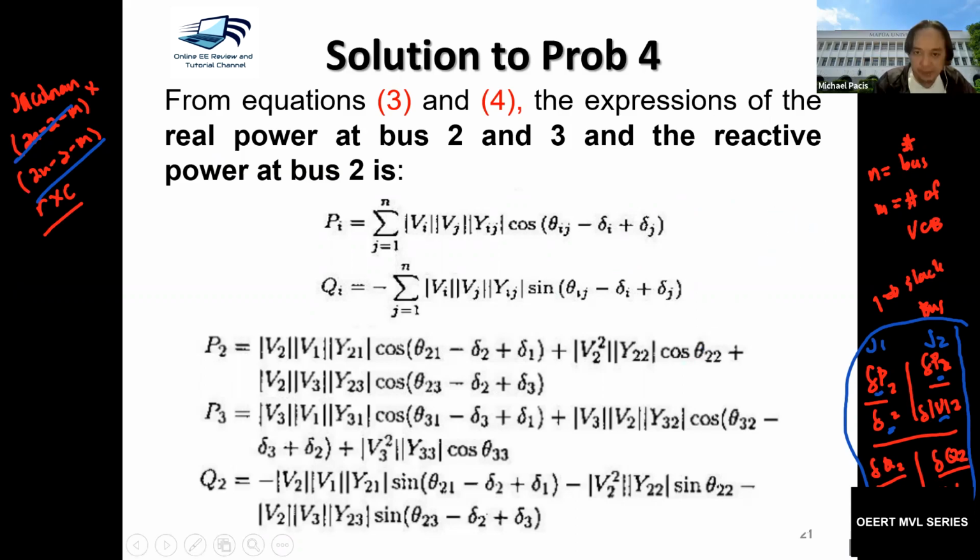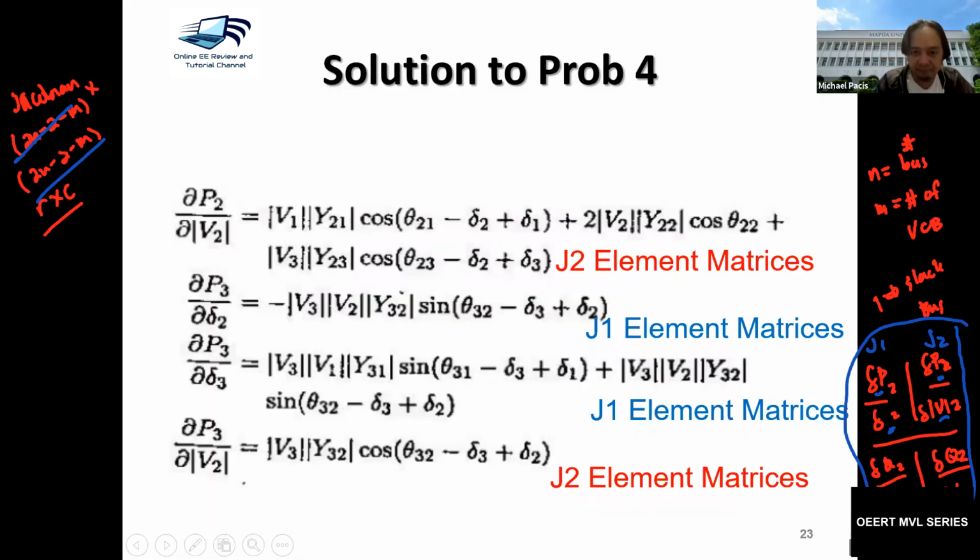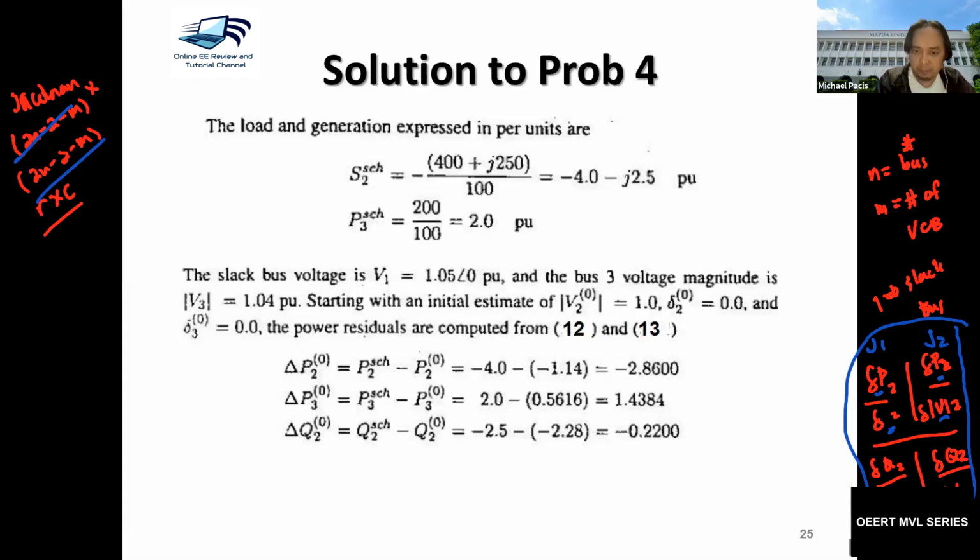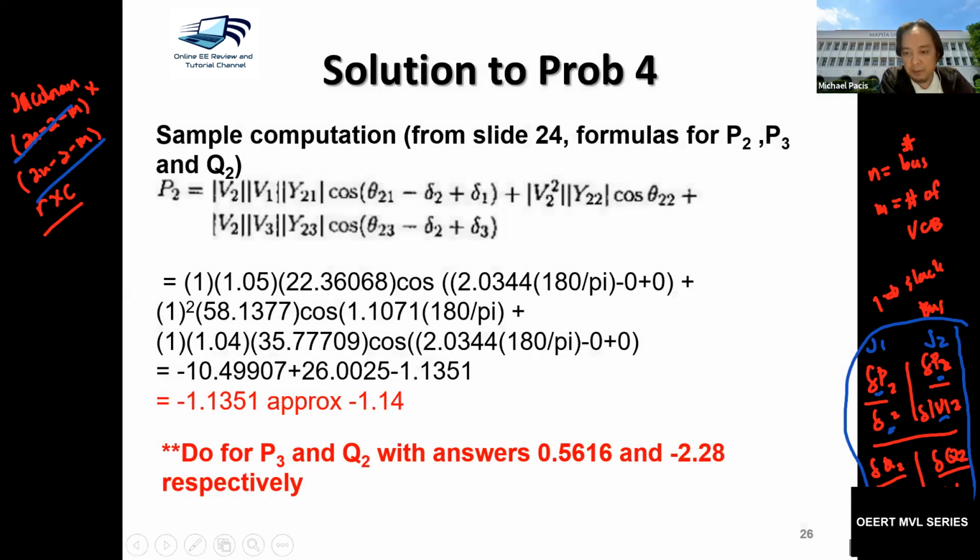So in this case, moving forward now, how did you get 1.14, 0.56, etc.? One sample problem. This is from the last slide, slide 24, if not mistaken. So the formulas for P2, P3, and Q2, we have this formula for P2, right? The parameters of V2, V1, and this one are already given in the problem. How about your Y21? This is from the Y matrix. All the parameters here are from the Y matrix.